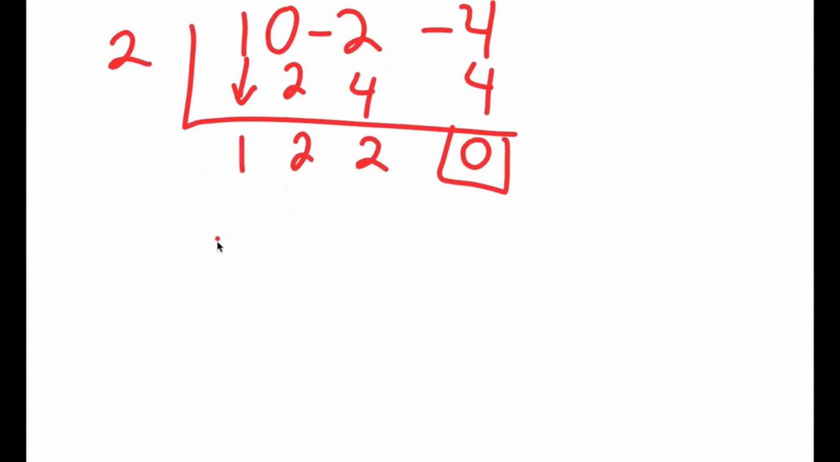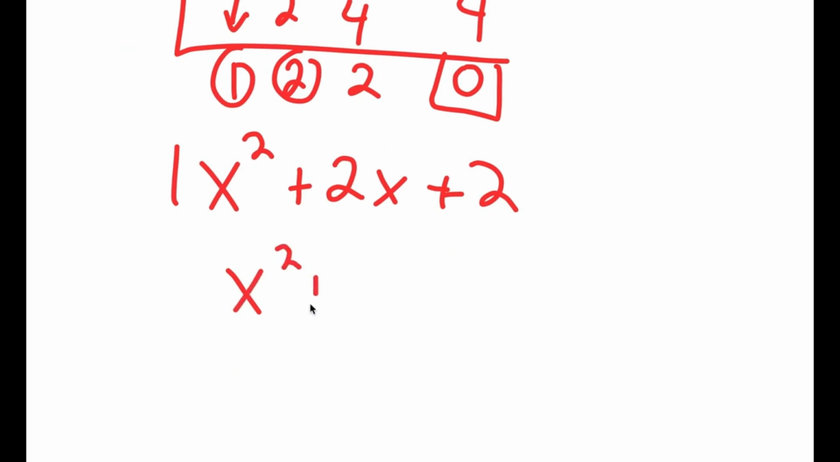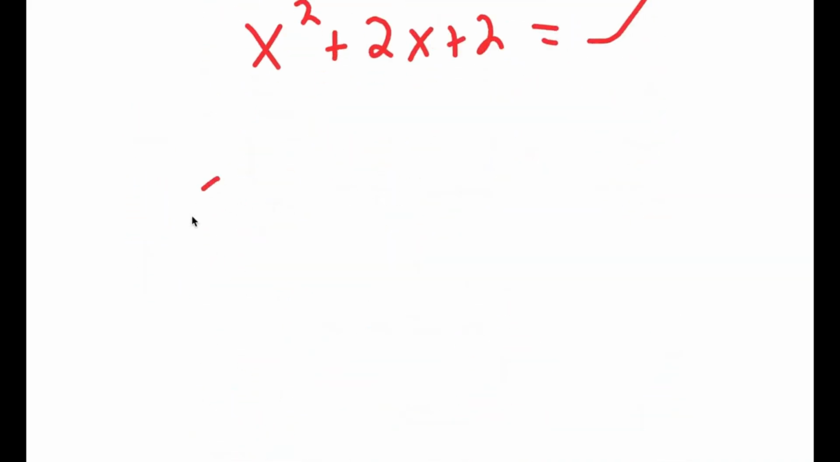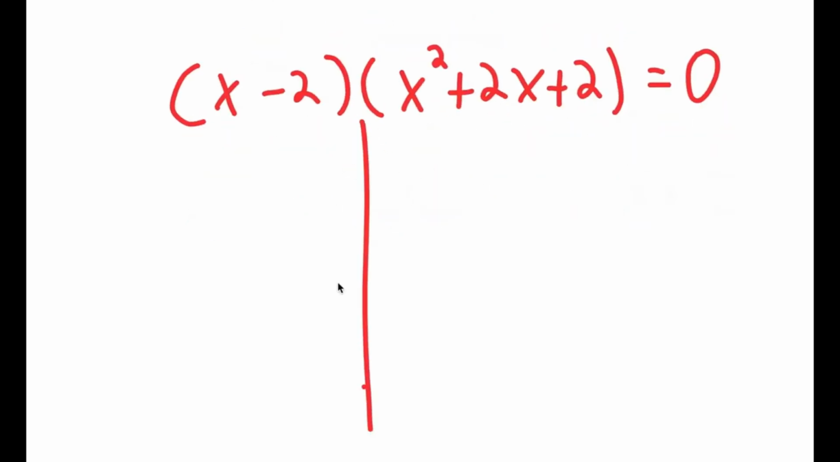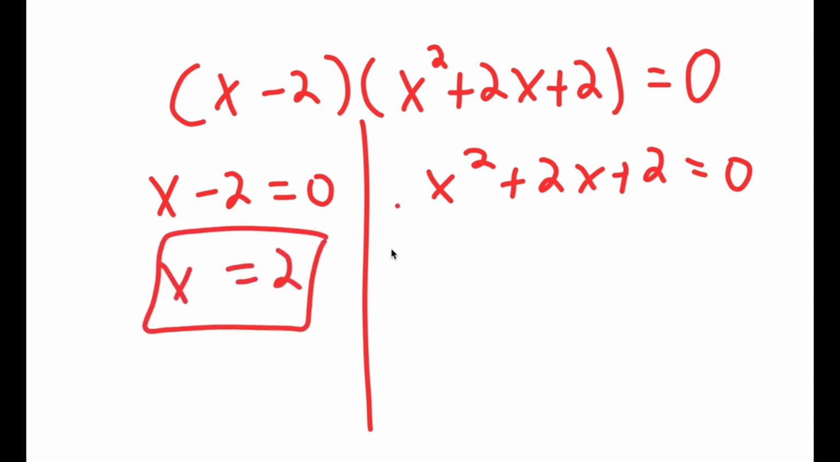So we have a remainder of 0, and we get x squared, coefficient 1, plus 2x, coefficient 2, plus 2 at the end. So I get x squared plus 2x plus 2. And this also means that x minus 2 times x squared plus 2x plus 2 is equal to 0. So for this equation, I get x minus 2 is equal to 0, and x squared plus 2x plus 2 is equal to 0. For x minus 2 equals 0, x is obviously equal to 2, and we already got this solution before, so this is no surprise.